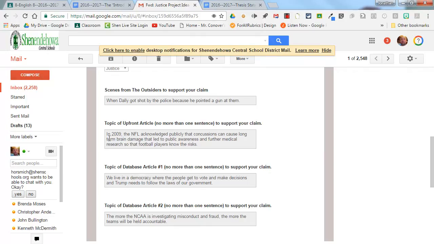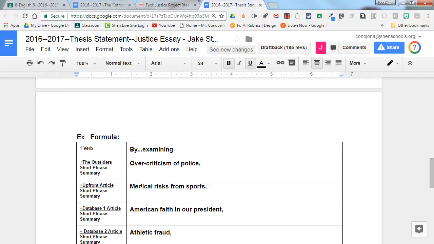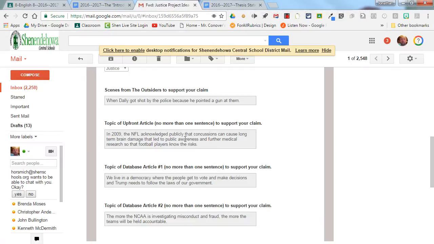Next one. In 2009, the NFL acknowledged publicly that concussions can cause long-term brain damage, which led to public awareness and further medical research, and football players know the risk. So how did he summarize that in a couple of words? Medical risks for sports. Boom. Real general, but it shows what he's going to talk about.